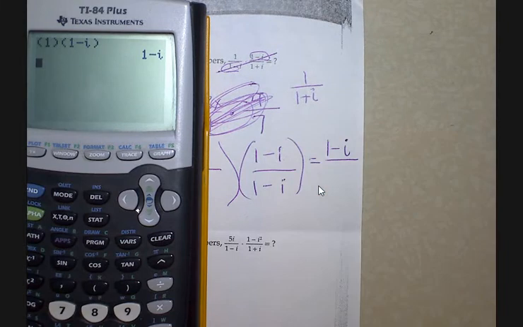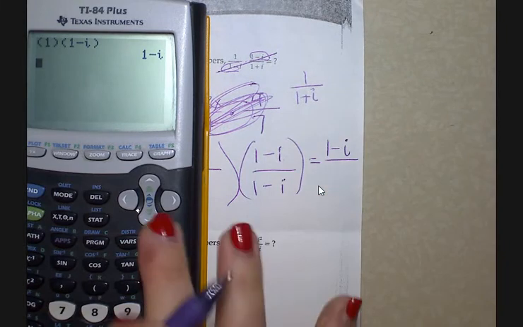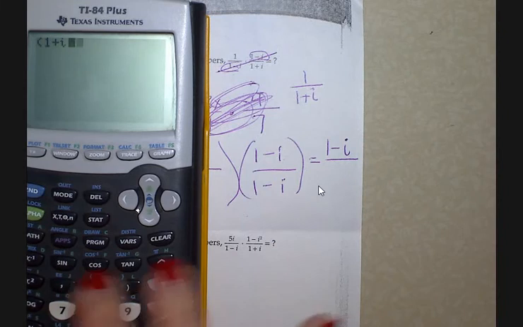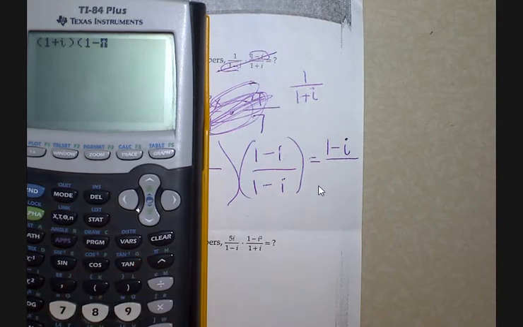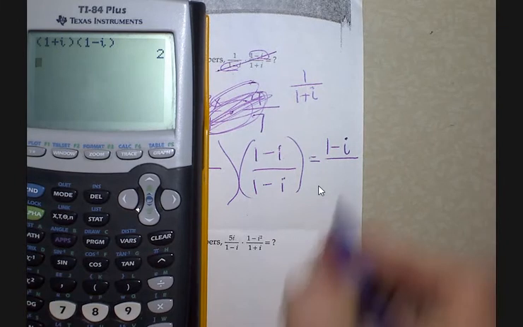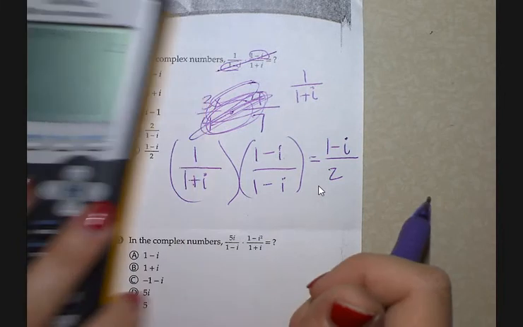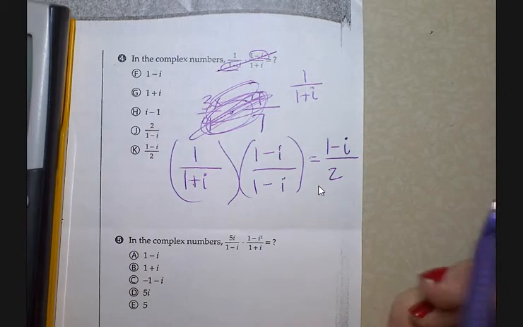Now we're going to do the exact same thing for the bottom. We're going to multiply the 2 quantities on the bottom: 1 plus i and 1 subtract i. So this should be your final answer. Look off to the left, and the correct answer is K.